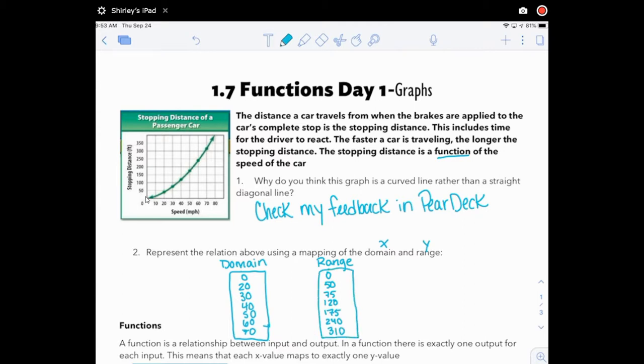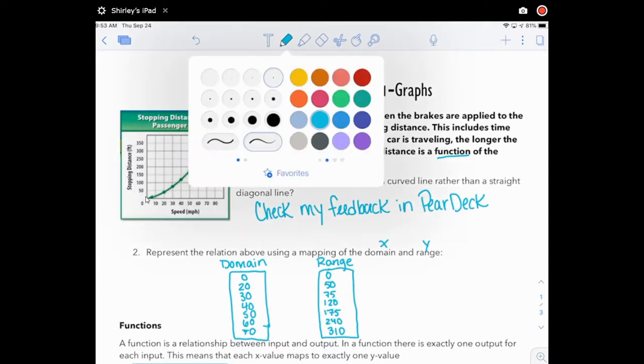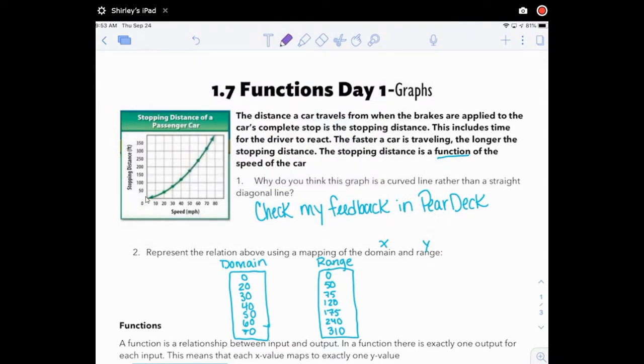So then the mapping diagram says, go ahead and match up all of your x and y coordinates. So in this case, I have 20 going to 50. So when I'm going 30 miles per hour, I am 75 feet away. 40 miles per hour, I'm 120. 50 miles per hour, 60. And here you go. So there's your mapping diagram.